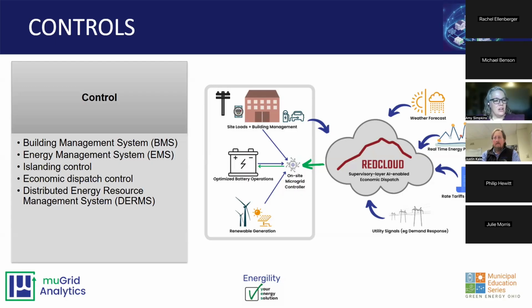The last thing I'll talk about, the last bullet here, is the Distributed Energy Resource Management System, or DERMS. That is a little bit higher level type of control that can actually manage multiple sites at once. So there are reasons that you might want to do that. It could be multiple sites in a community working together to provide energy together. And so that's what a DERMS does.